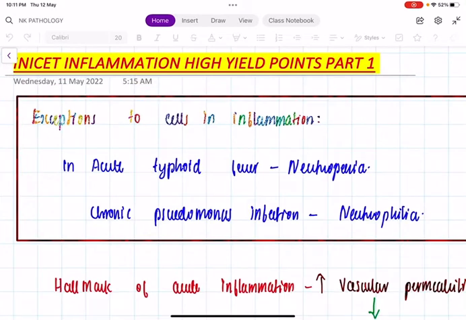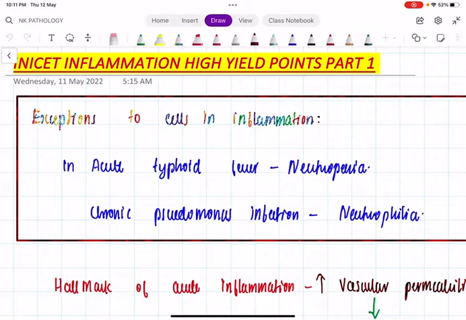Usually, we know that in acute inflammation, there will be neutrophils, neutrophilia, increased neutrophils, whereas in chronic inflammation, macrophages will be there. There are some exceptions to the cells in inflammation. Number one is in acute typhoid fever, you will have neutropenia. In chronic pseudomonas, again you will have neutrophilia. Okay, so please focus on these 2 points. They are potential MCQ questions.